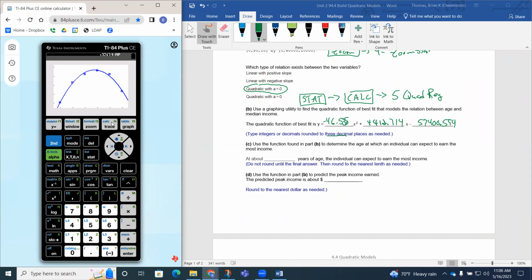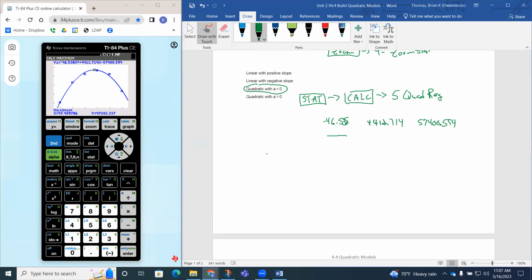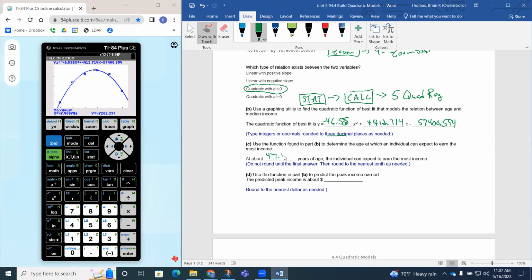So if we go to the calculate button, it'll find me the maximum value there. So if it's second calculate, number 4 is maximum. So I have to be just left of it a little bit, that looks good. I have to be kind of right of it a little bit. So it looks like I'm on the downslope again. Hit enter. Notice it does take me to the high point. So it says round the answer to the nearest tenth. So we're saying 47.4. So at 47.4 years of age, I can expect to earn the most income.